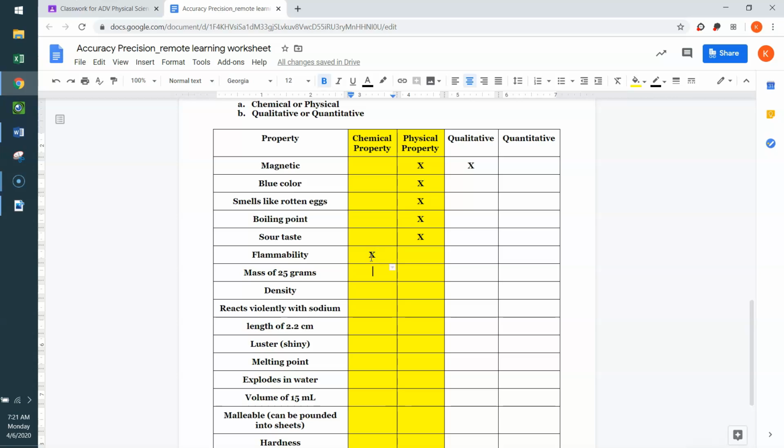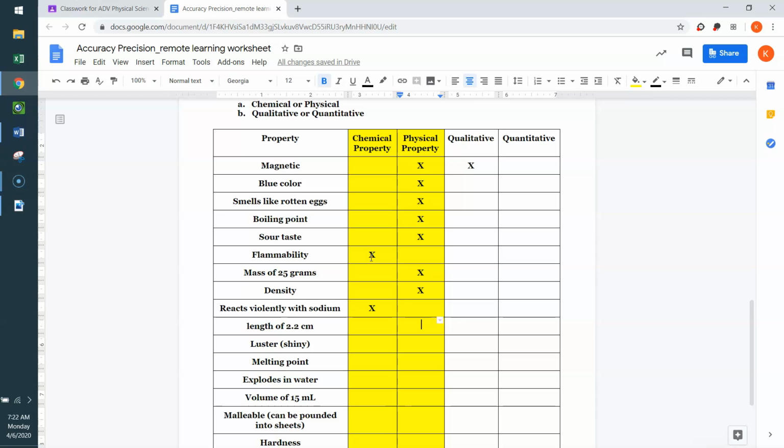So mass is a physical property. You can change how much of something you have, whether I had 5 grams, 10 grams, 15 grams. It doesn't change what you have, just how much is there. Okay, so that's a physical property. Density, same thing, physical property. We're looking at the mass and volume of an object. How much mass is taking up how much space. Okay, both of those are physical properties, and so density is a physical property. The fact that something would react violently with sodium is a chemical property.